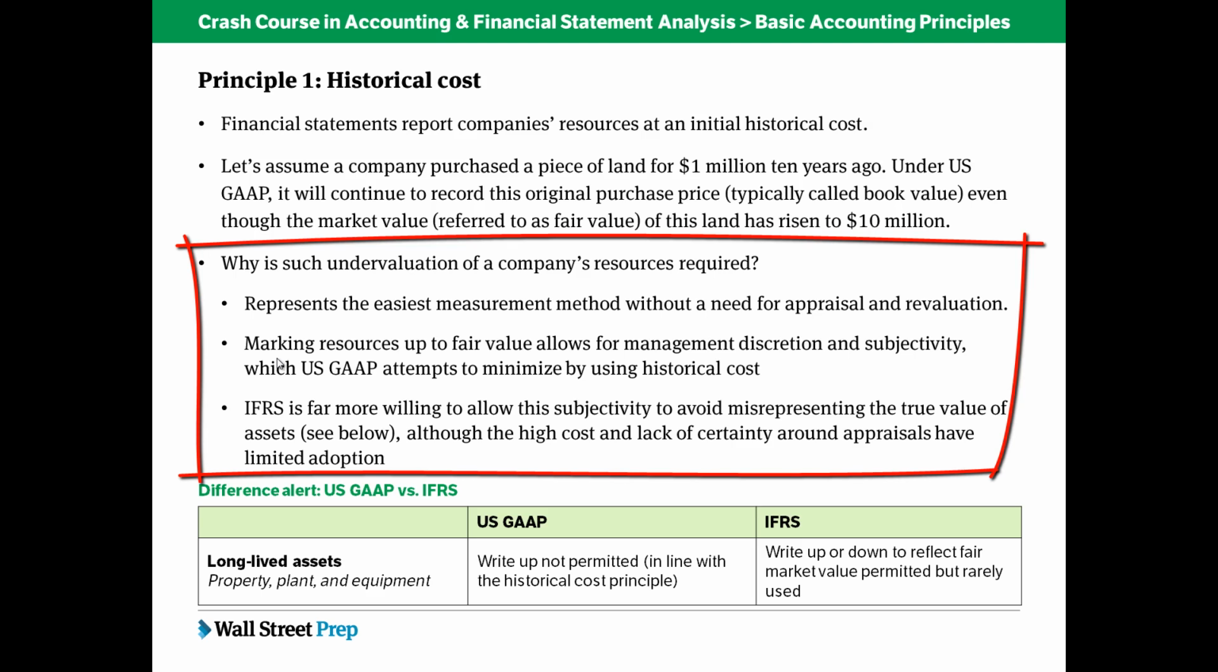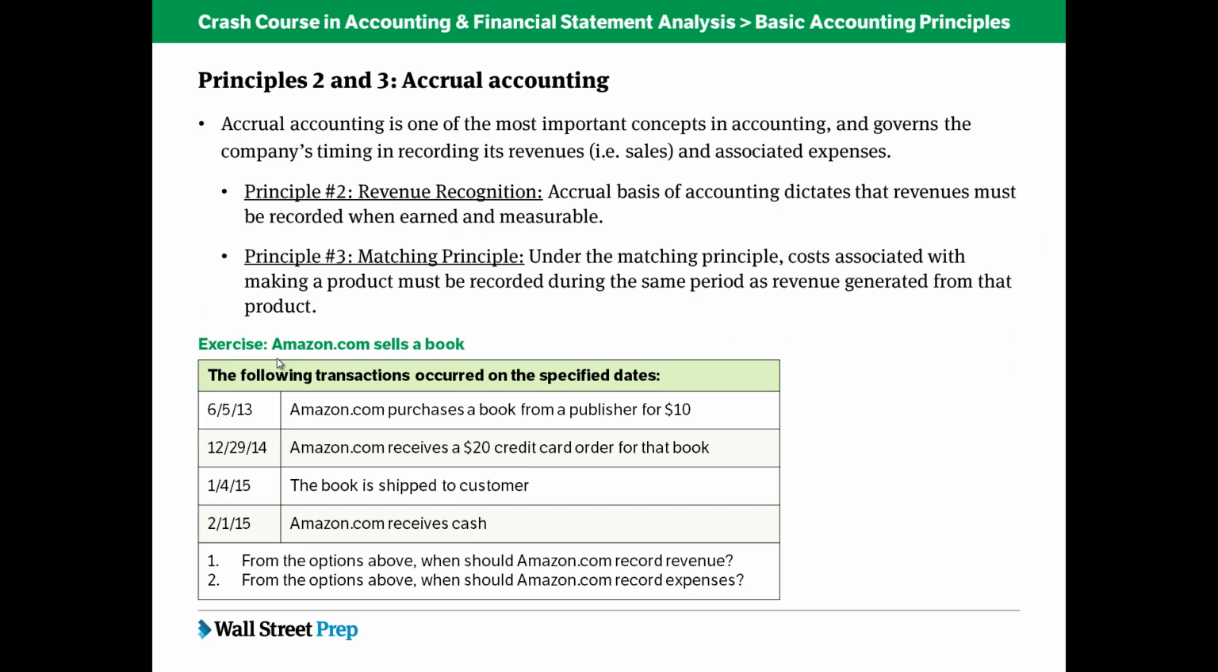But interestingly, the high cost and lack of certainty around appraisals have limited the adoption of this possibility. So IFRS actually lets you write up assets to fair market value, although virtually no companies take them up on that option. Most companies, both under US GAAP and under IFRS, still end up using historical cost accounting, where the value that's representative of assets represents the historical value.